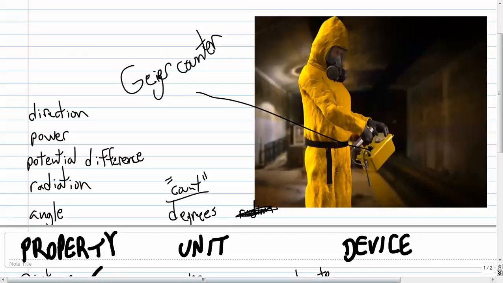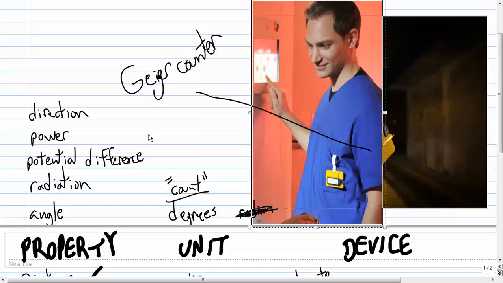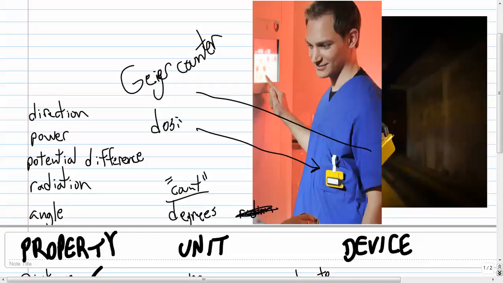Or maybe if you work in a hospital lab where they have radioactive stuff, you might wear this little badge device. And this badge device serves a very similar purpose, and it's called a dosimeter. It just counts how much radiation you've been exposed to.